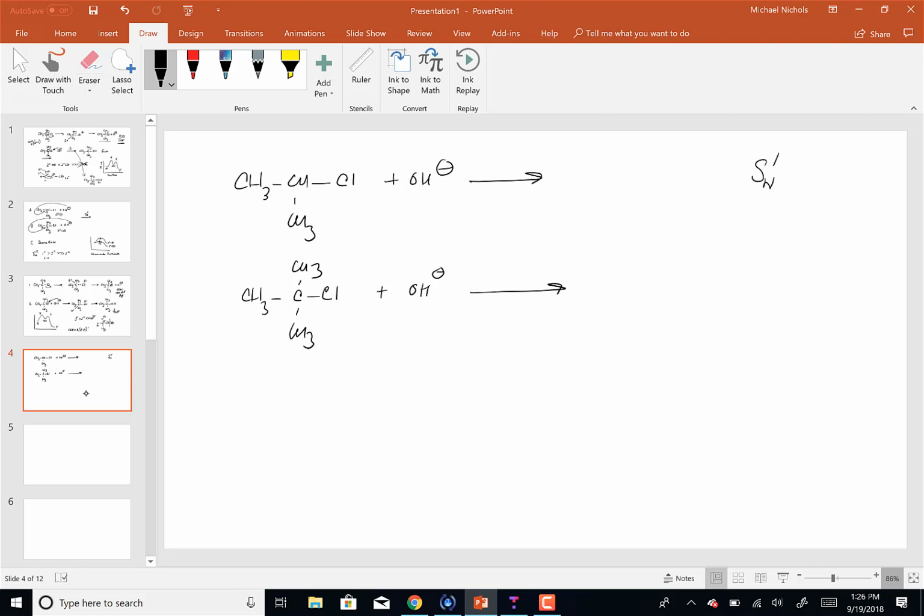Because if they go by different mechanisms, it's like comparing apples to cars. So I couldn't compare an SN2 mechanism, the 1-step that we talked about on Monday, to the 2-step. I can't talk about the rates because it's a different mechanism. So here I'm going to say these both go by SN1.